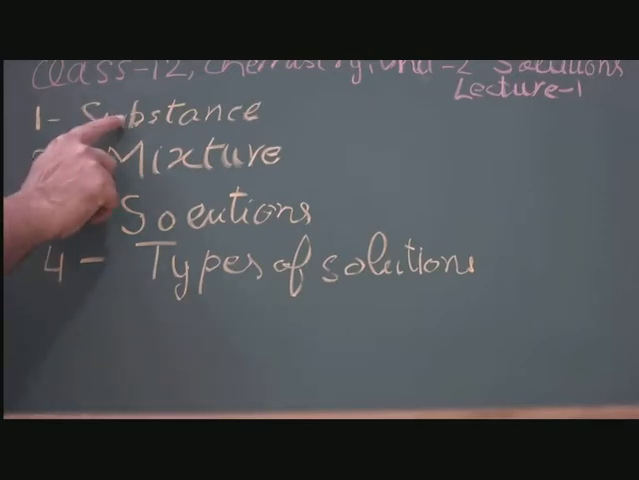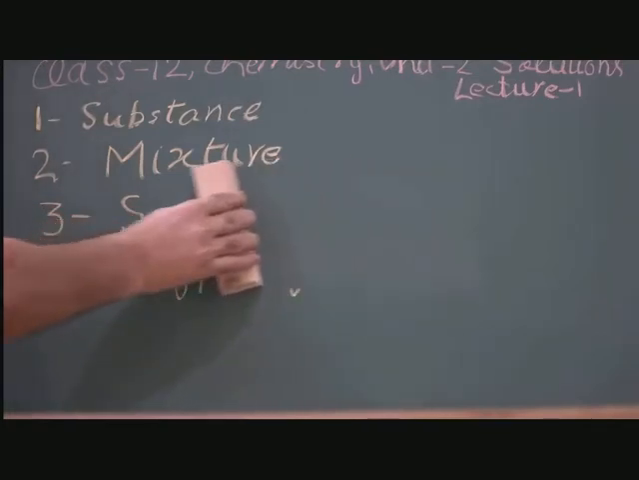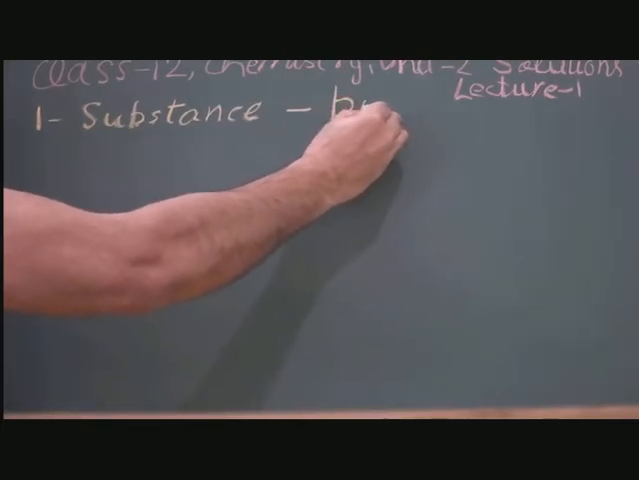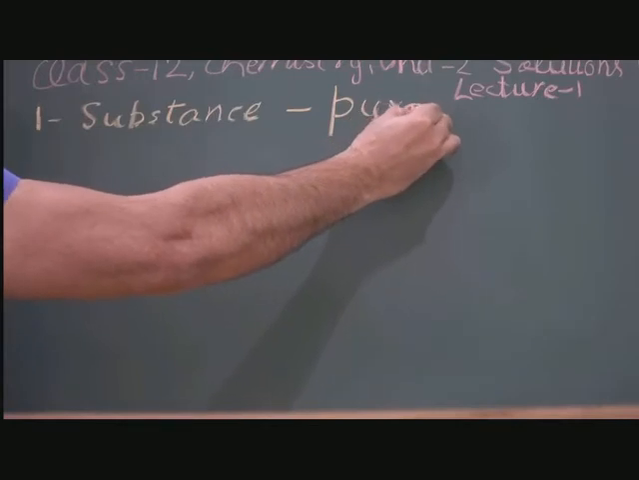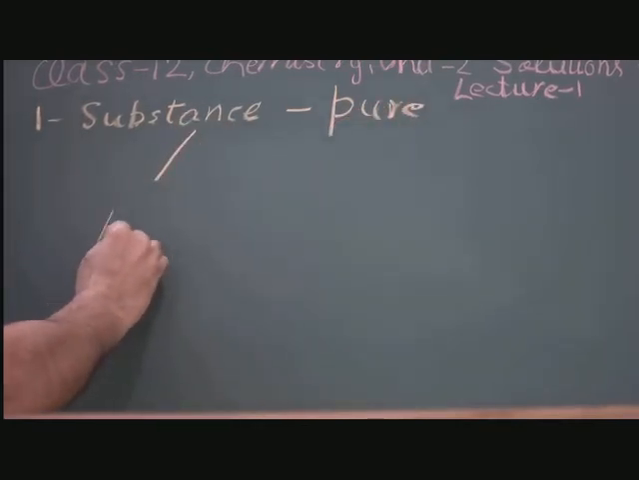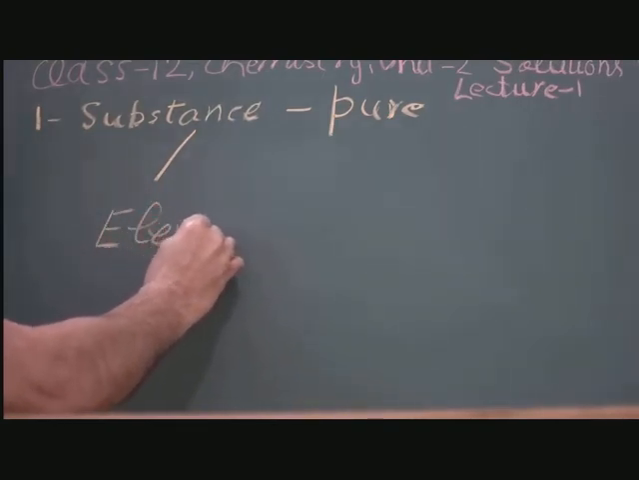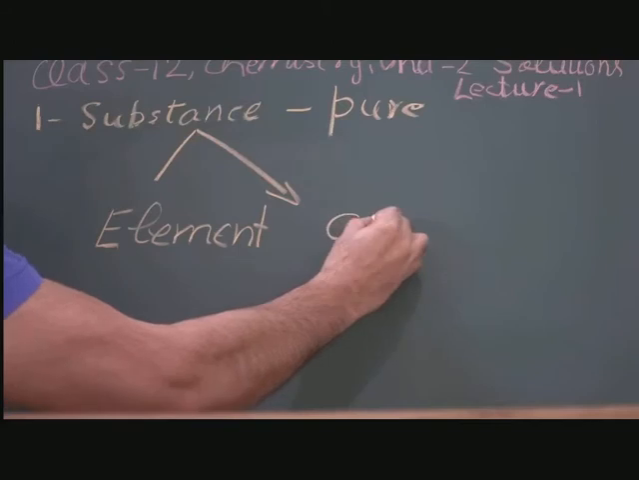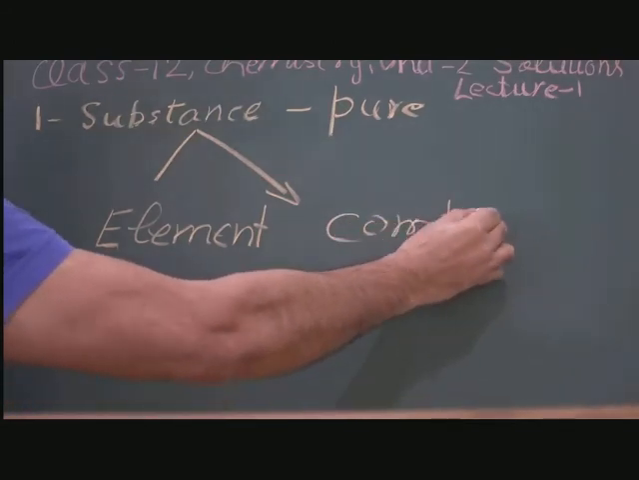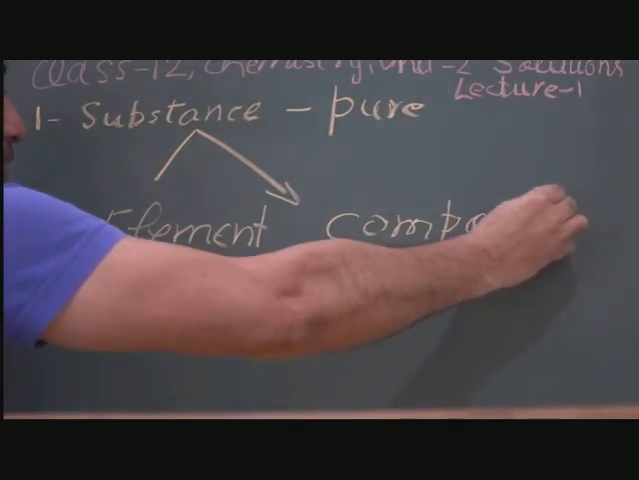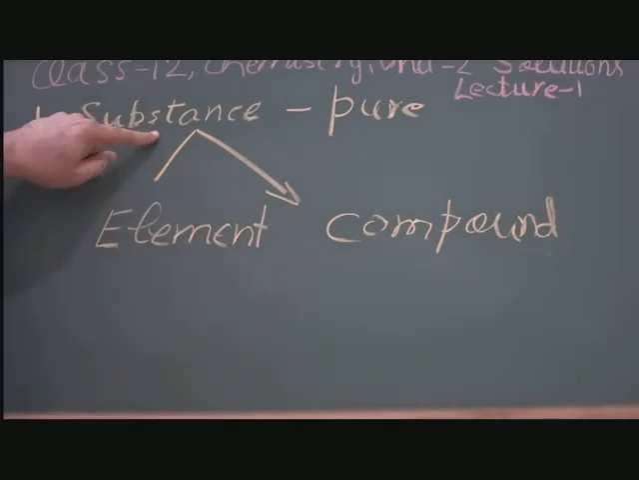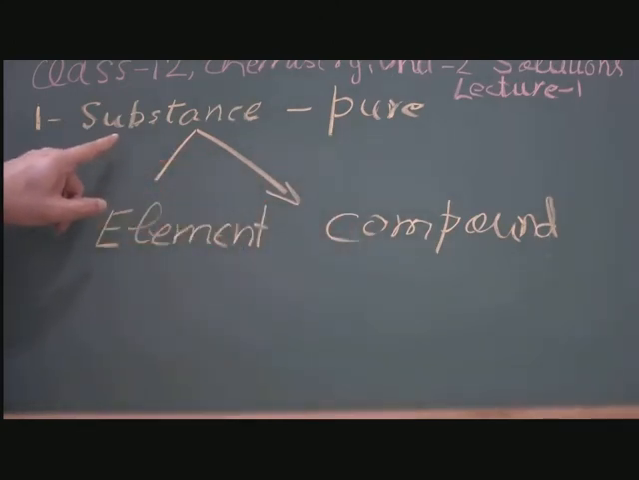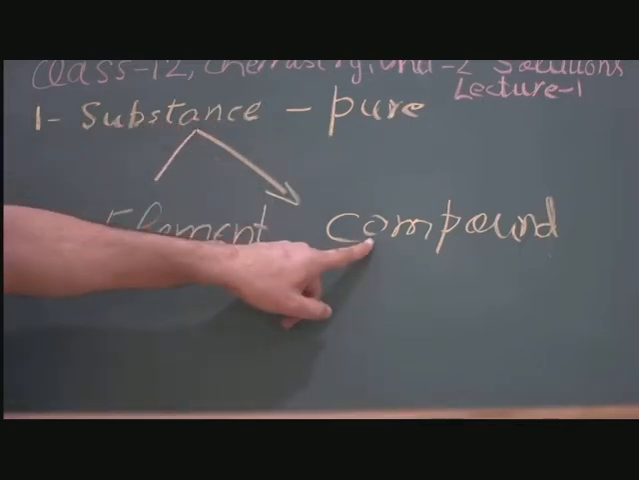Let us first of all discuss about substance. What is the meaning of substance in chemistry? In chemistry, a substance or a pure substance means what? Either it is an element or a compound. Means substance is a common name for an element or a compound. When we say a substance, it can be an element or it can be compound.